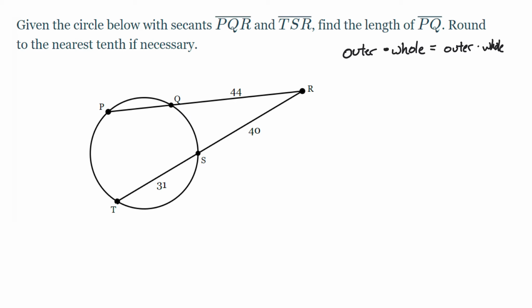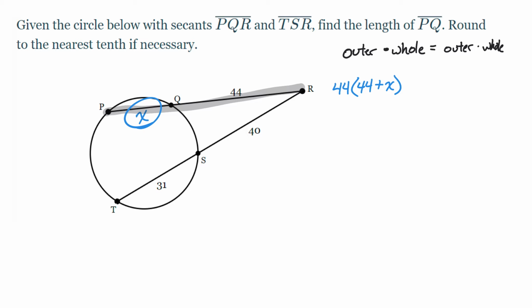So what we're looking for here is side PQ, which is this. Again, this is kind of an interesting formula. We are looking for the outer segment. We'll use this line to start here, PR. The outer segment, that's the segment outside of the circle, is 44, times the entire segment, the whole segment. So the whole segment is the 44 plus the x value that we see on the inside. So that is our whole segment.